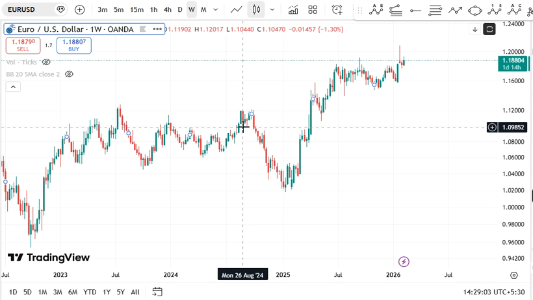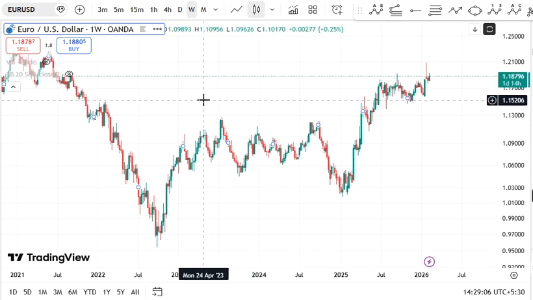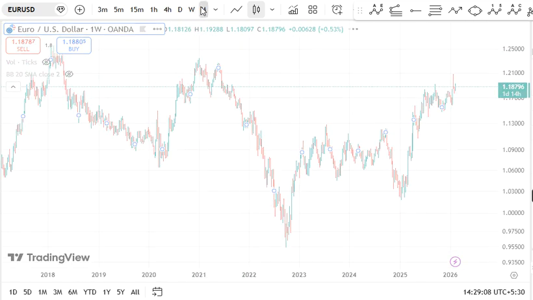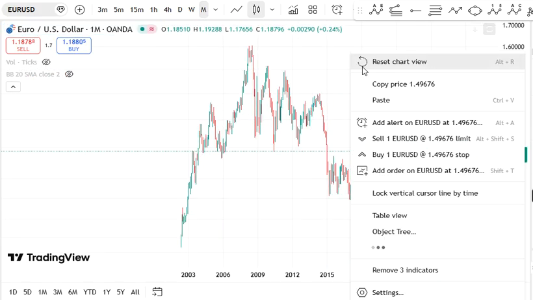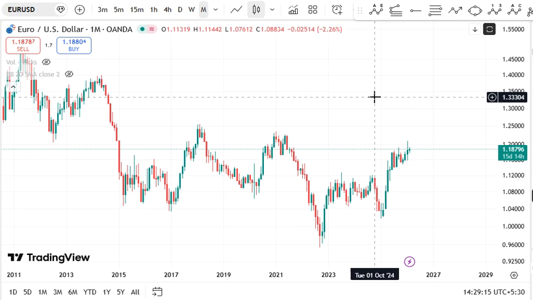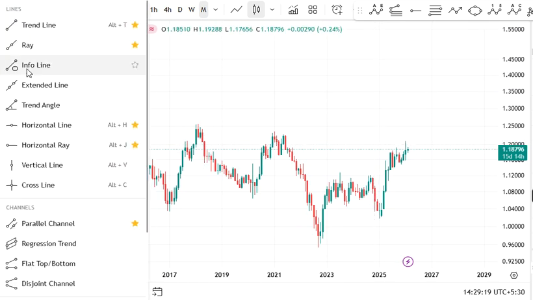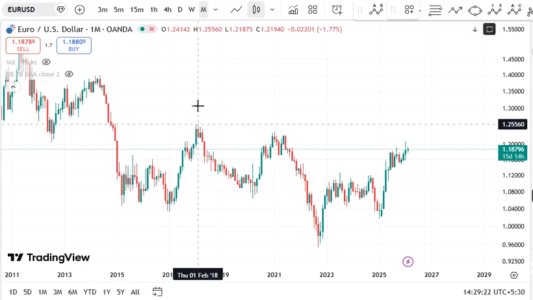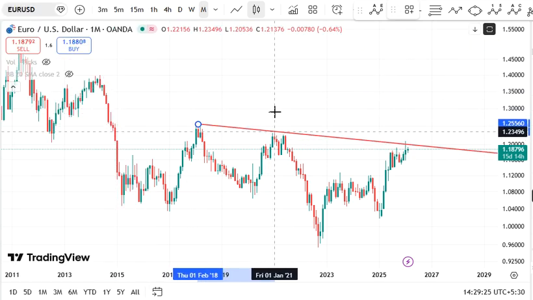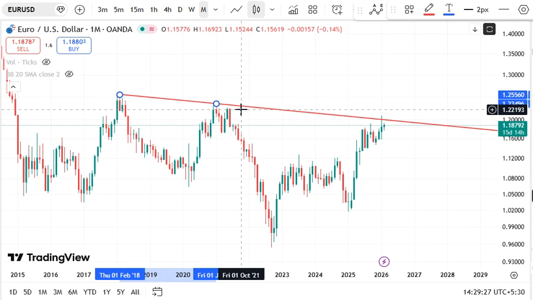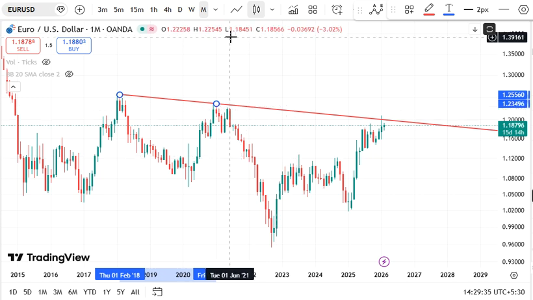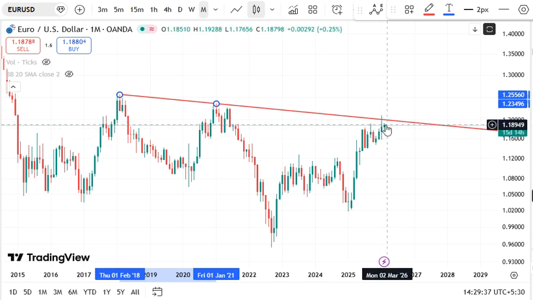This is Euro USD, the weekly chart. So let's draw trend lines. As I have discussed before, this is an overall downtrend, making continuously lower highs and lower lows. And as you can see, this is our trend line, which is on a monthly time frame. So we can say the Euro USD is at a lower high on the major time frames. So there is a possibility that we may see a fall from this point.